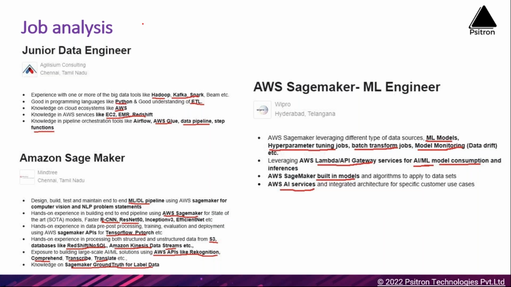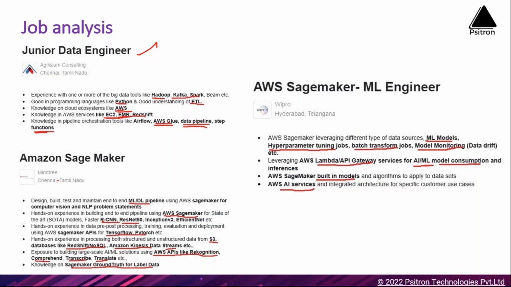Let's say you want to become a data engineer. As I'm talking about, you need to be aware of a few tools like Hadoop, Kafka, Python, AWS services, especially let's say EC2, EMR, Redshift, and we talked about Glue, data pipelines, step functions, all the stuff, right? So everything that you need as part of data engineering, S3, Kinesis, Hadoop systems, all the stuff.